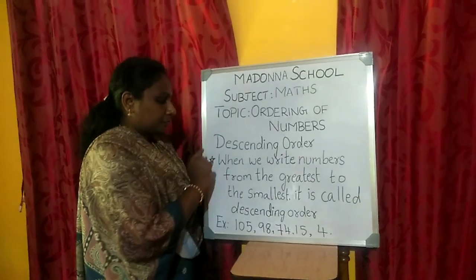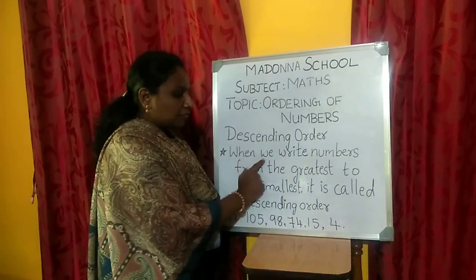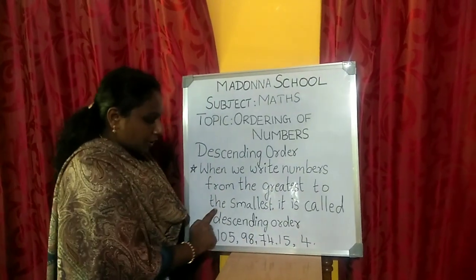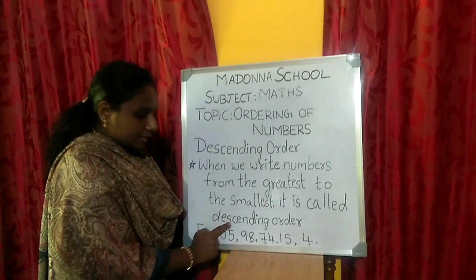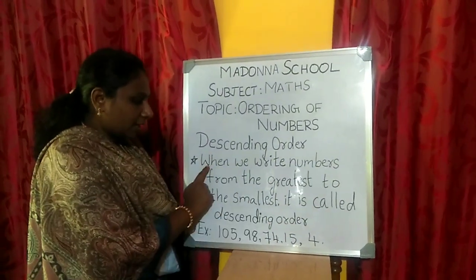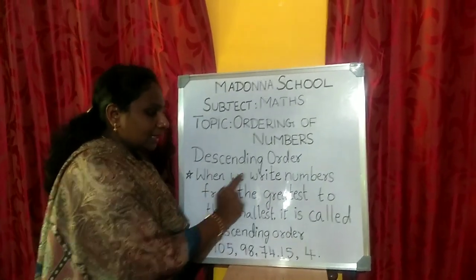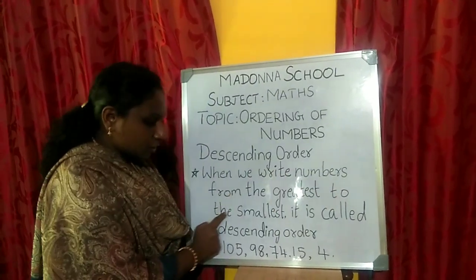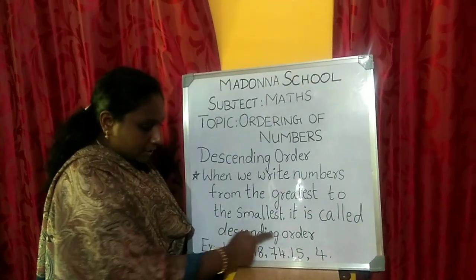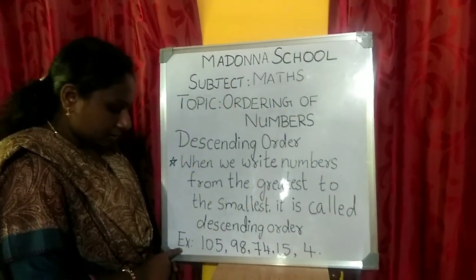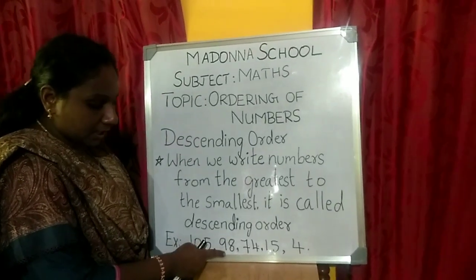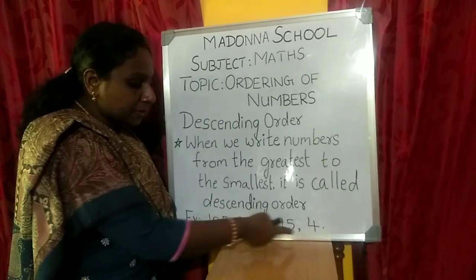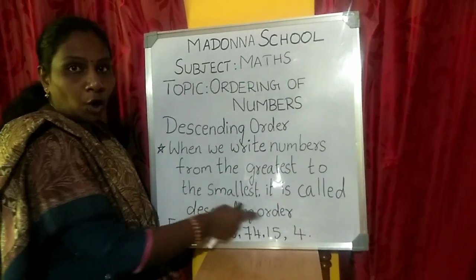Descending order. When we write numbers from the greatest to the smallest, it is called descending order. Once again, children, descending order is when we write numbers from the greatest to the smallest. Example: 105, 98, 74, 15 and 4. These numbers are in descending order.